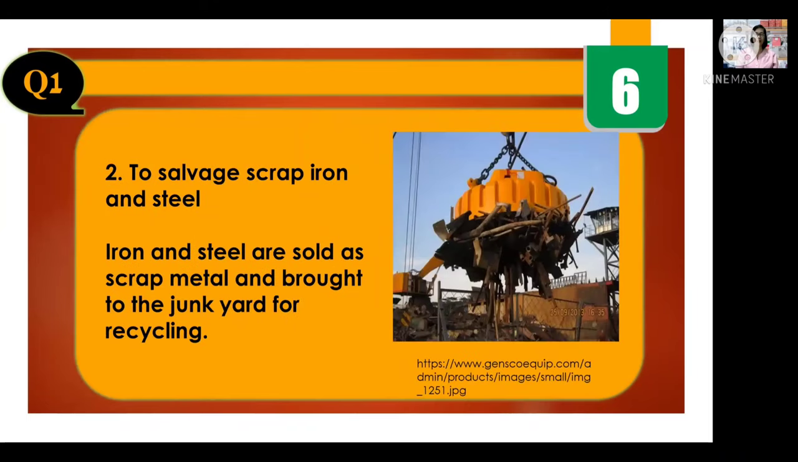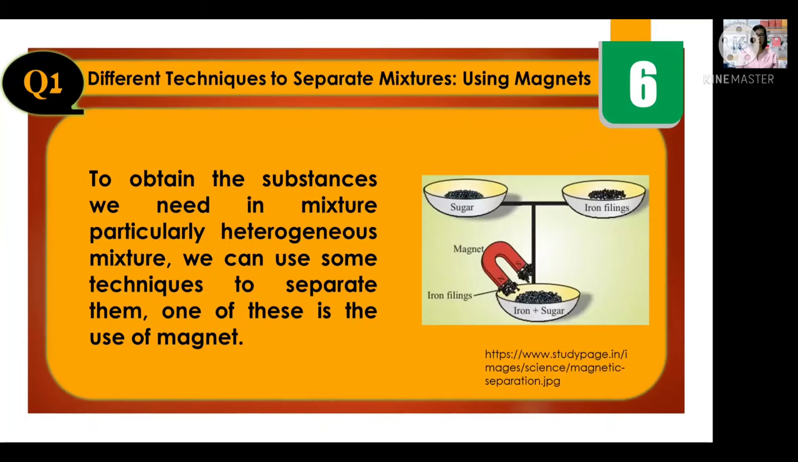And the second one, magnets are used to salvage iron scrap and steel. Iron and steel are sold as scrap metal and brought to the junkyard for recycling.